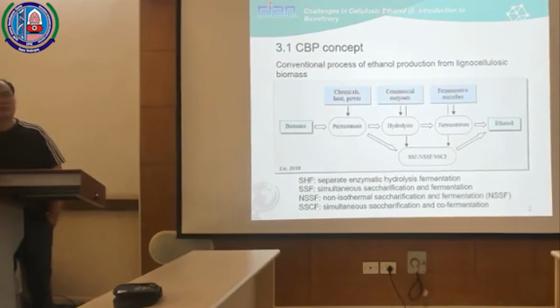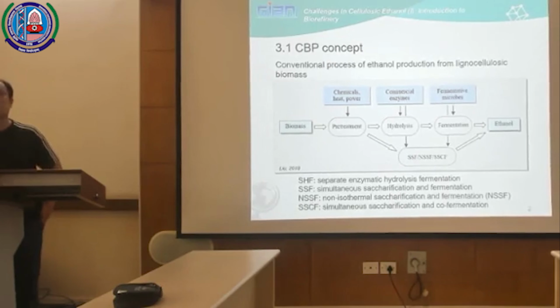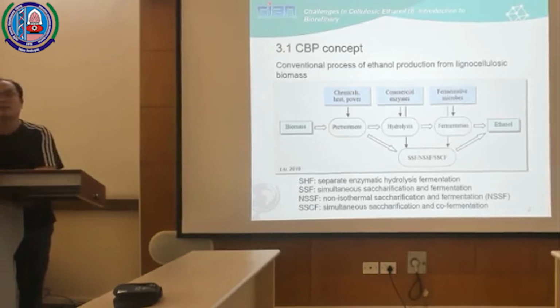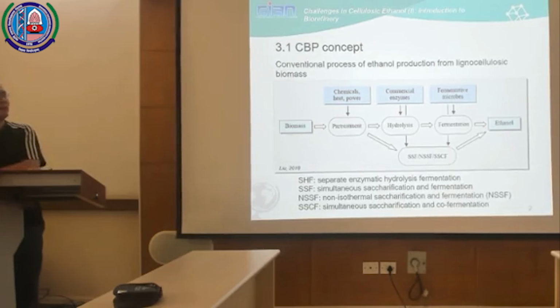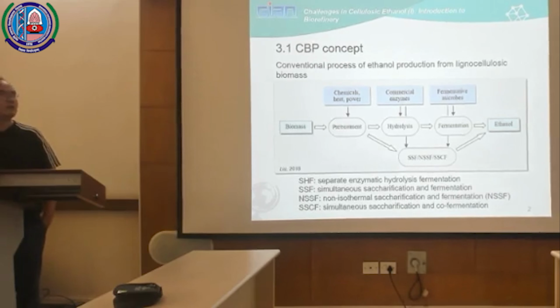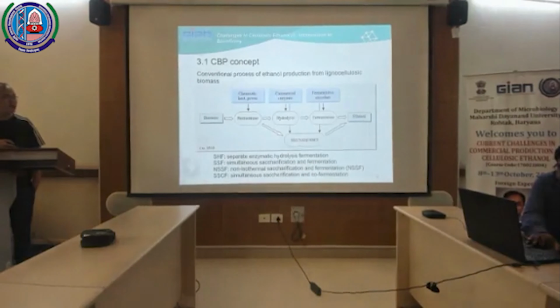Then the pretreated solids were subjected to the hydrolysis system. The hydrolysis system I showed you is a tank, a blending tank, in which not only biomass but also the buffer and the enzyme are added. We use commercial enzymes or we use cellulase from our own lab. That's all okay. After that, we go to fermentation.